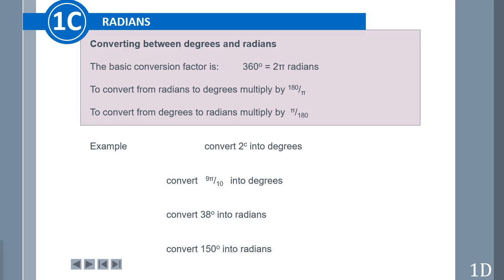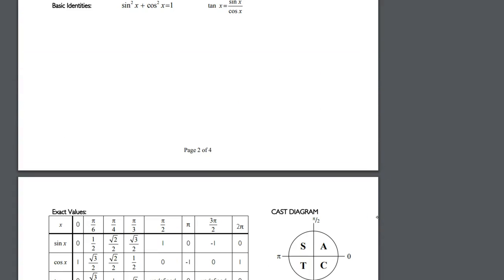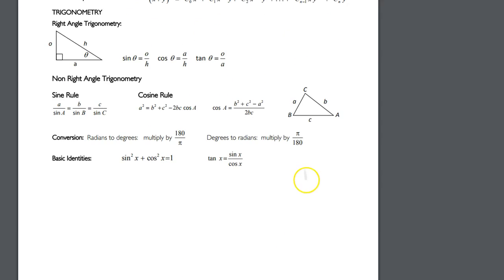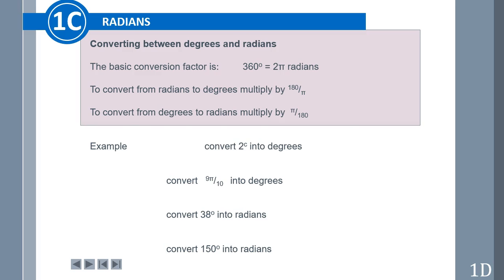Okay, the other way we can do it, and the way I'll show you how to do that last one, is by using our formula sheet on the bottom of the second page here. It tells us how to convert radians to degrees and degrees to radians. So if we want to convert radians to degrees, we multiply by 180 over pi. And if we want to go from degrees to radians, we multiply by pi over 180.